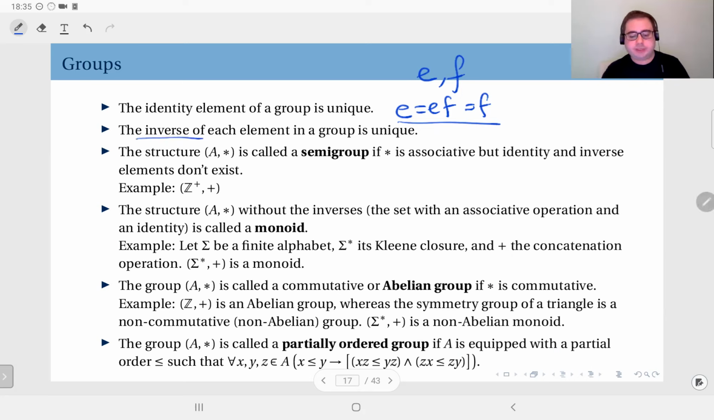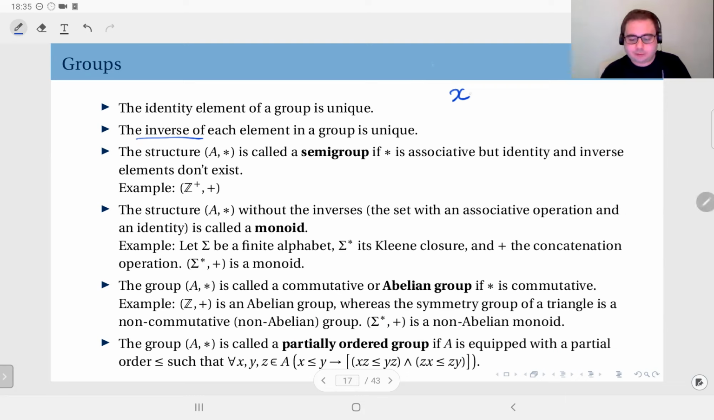Similarly, the inverse of each element is also unique. Why is that so? Let's see. Again, assume X is an element in the set and Y and Z are inverses of this element.